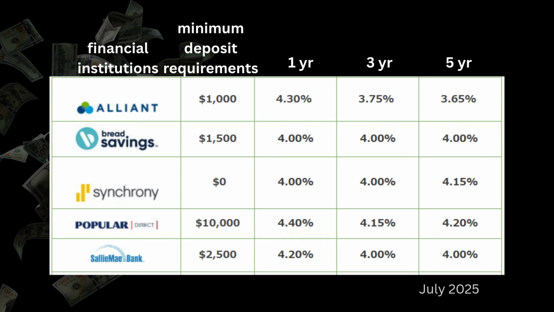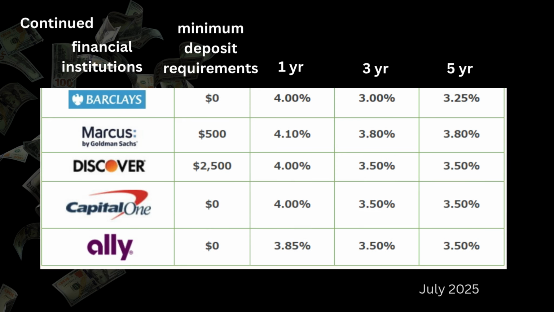Next, I'll share 10 banks that offer high CD interest rates featured on my Japanese blog. Alliant, Bread Savings, Synchrony, Popular Bank, Sallie Bank. Yes, I've held CDs with Bread, Synchrony, and Sallie. And also Barclays, Marcus by Goldman Sachs, Discover, Capital One, Ally. I still have multiple CDs with Capital One. While other institutions might offer higher rates, I prefer it for ease of use and smaller balances.